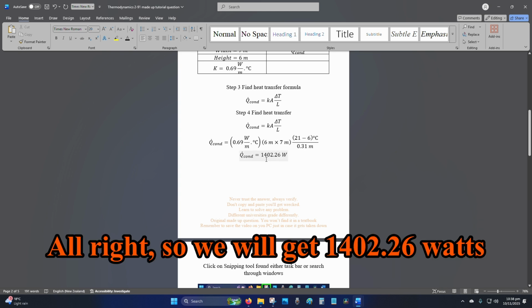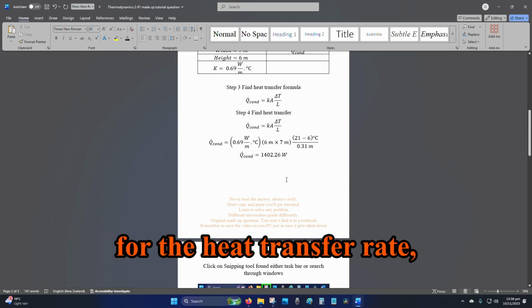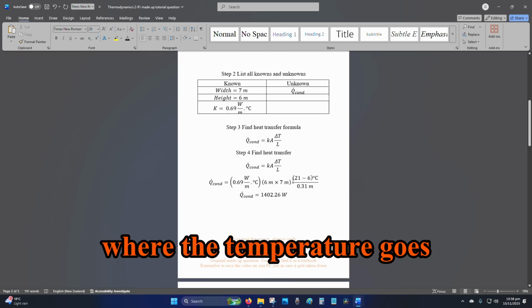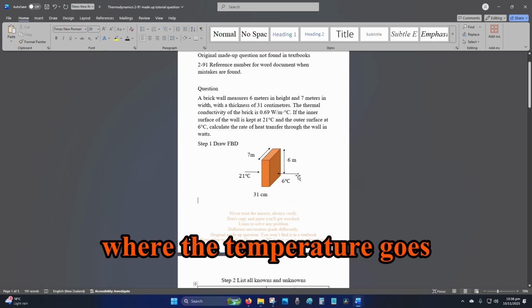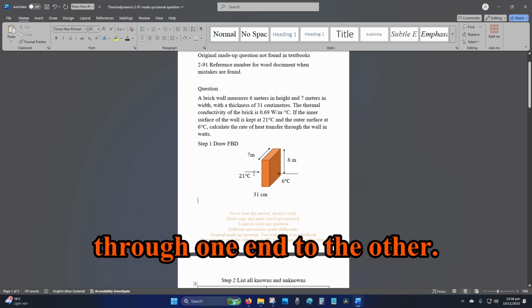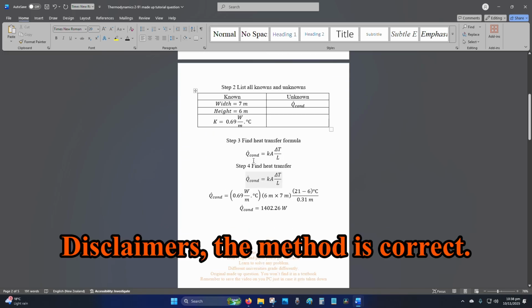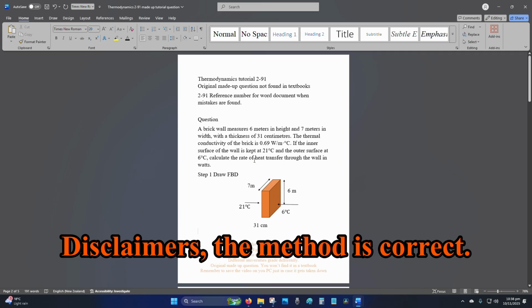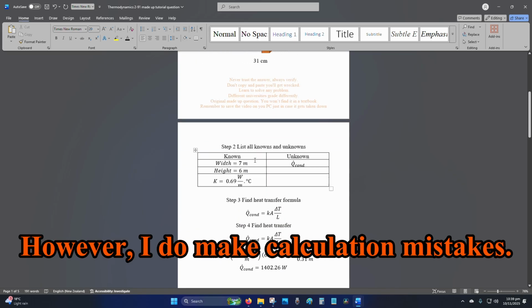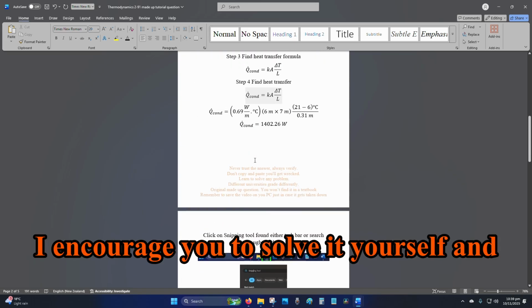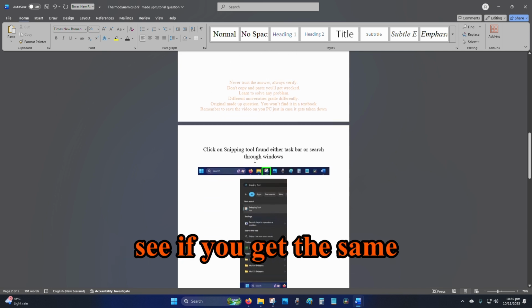Alright, so we will get 1402.26 watts for the heat transfer rate, where the temperature goes through one end to the other. Disclaimers: the method is correct, however, I do make calculation mistakes. I encourage you to solve it yourself and see if you get the same answer.